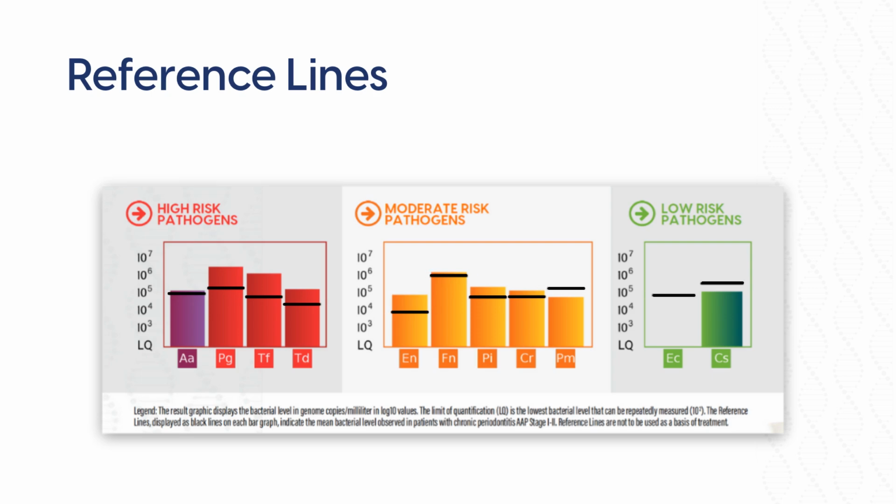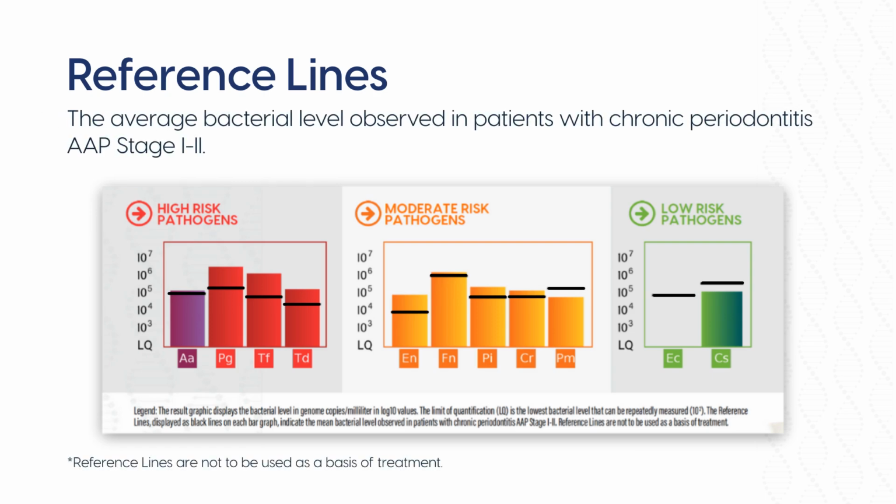Reference lines, displayed as black lines on each bar graph, indicate the average bacterial level observed in patients with chronic periodontitis AAP stage 1 and 2. It's important to understand that these reference lines are not one-size-fits-all. While each patient's bacterial profile and inflammatory response is unique, the reference lines are a standardized benchmark established through periodic review of data collected from oral DNA testing and reflect average bacterial levels above which there is high confidence of a clinically significant periodontal infection.